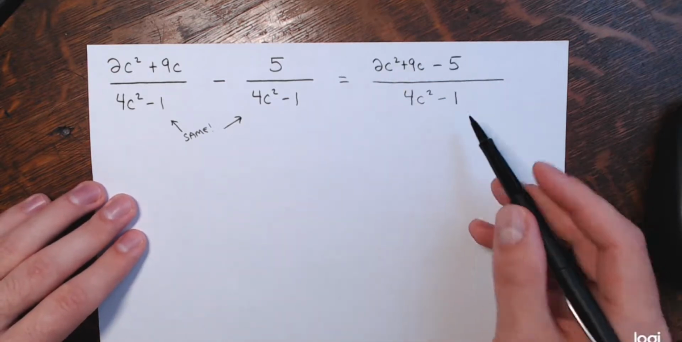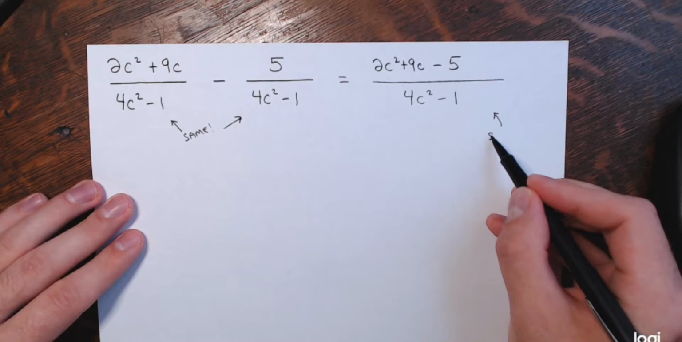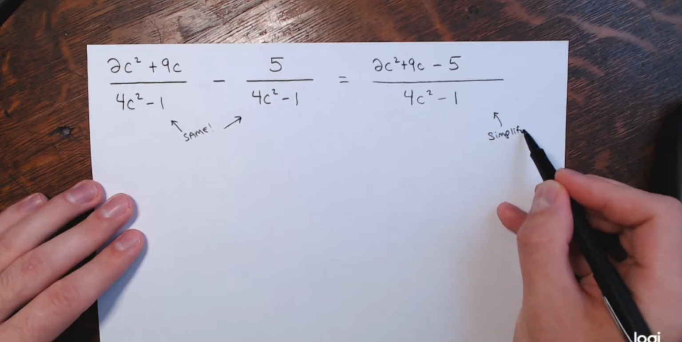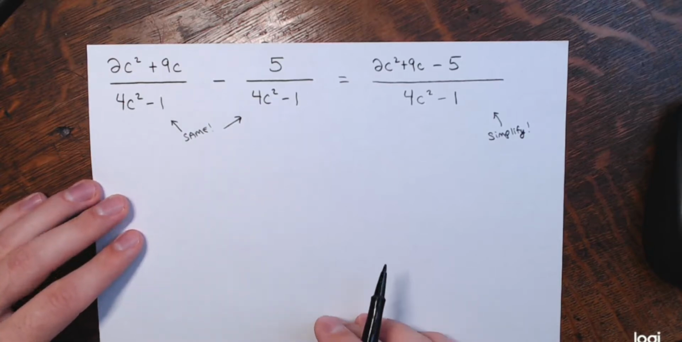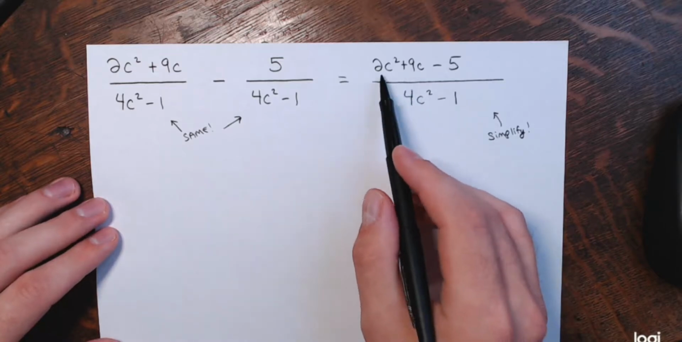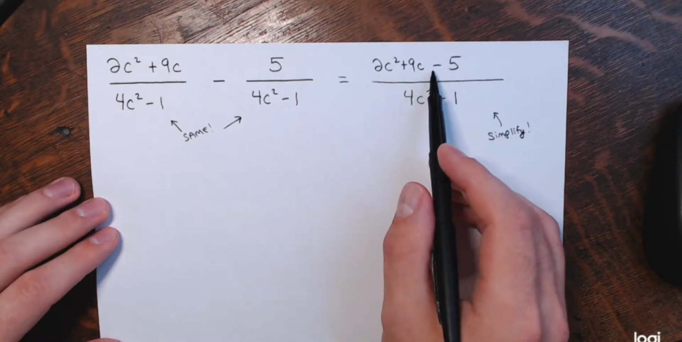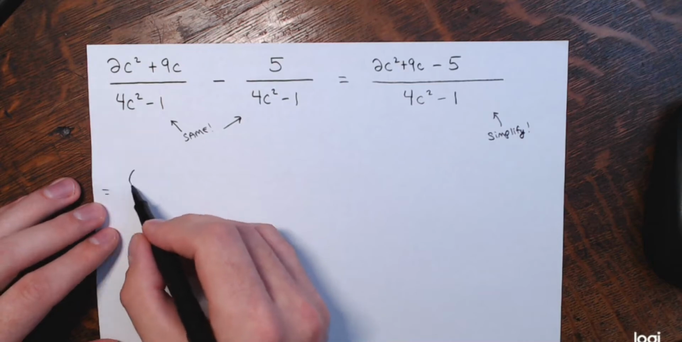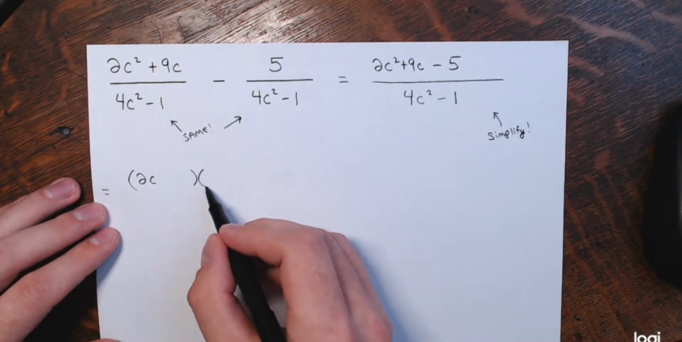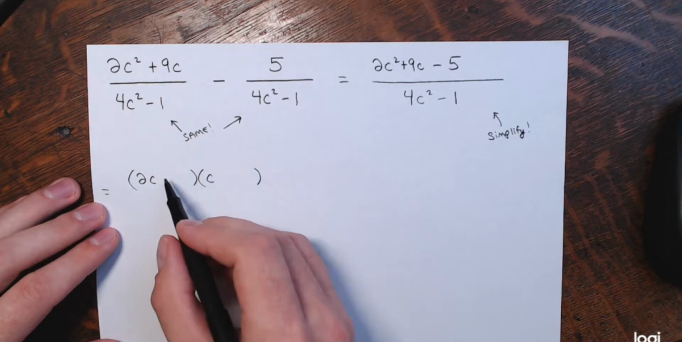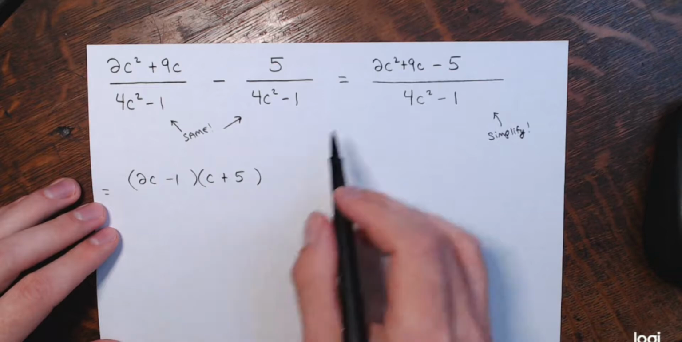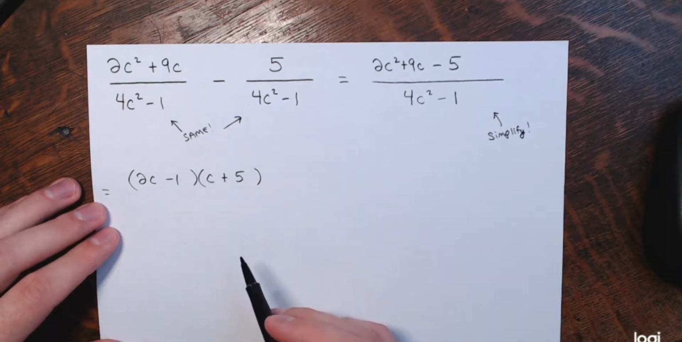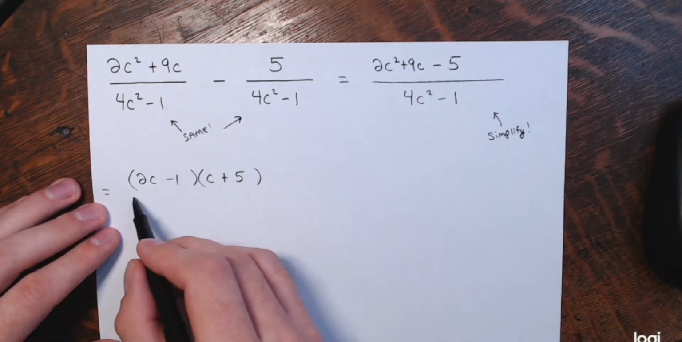I now wish to try and simplify this fraction if I can. To simplify a fraction, you factor the numerator and factor the denominator completely. So the numerator, 2c squared plus 9c minus 5, would factor to 2c minus 1 times c plus 5. And I leave it to you to check, multiply this, you should get 2c squared plus 9c minus 5.